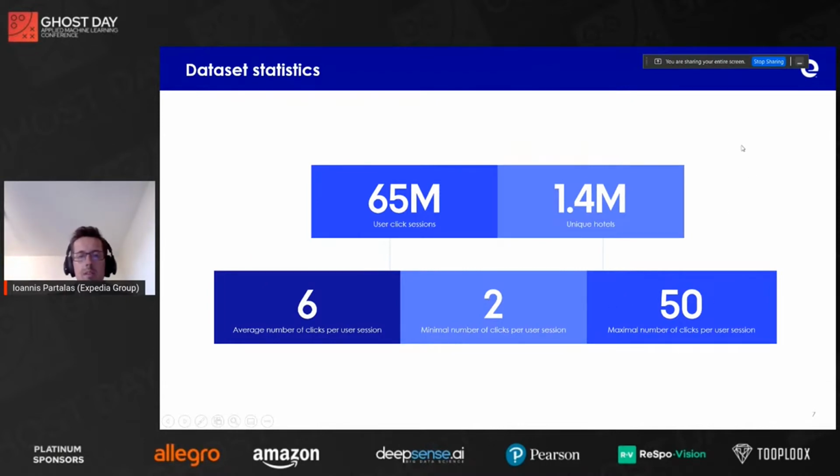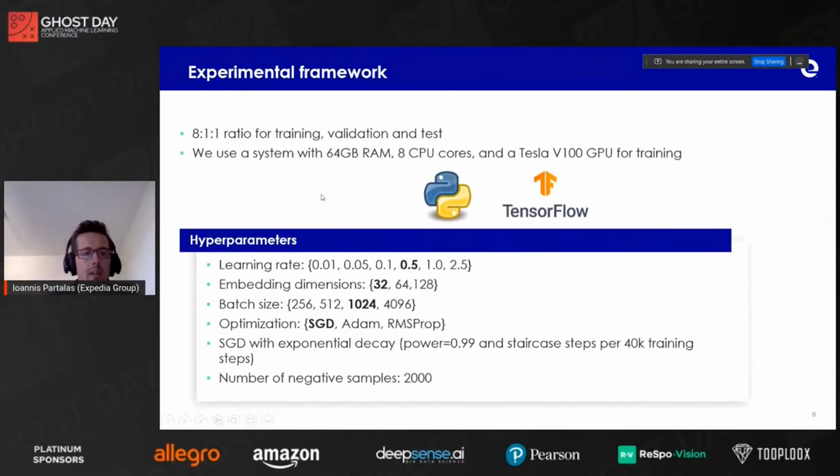We did some pre-processing here, of course, to clean our data. And how we train the model and compare the different baselines is that we split with 80, 10, and 10% for training, validation, test, and we train with TensorFlow basically. And we do some search in the space of hyperparameters like learning rate, the embedding dimension. Here we have in bold typeface the best values. Batch size, for optimization we select Adam finally, and for the negative examples we found the best was 2000.